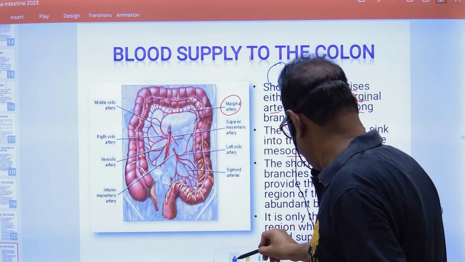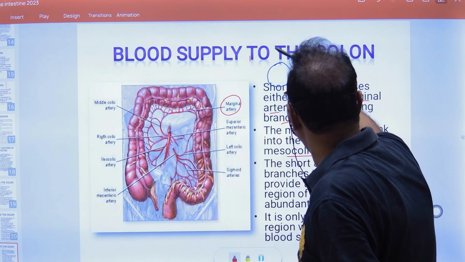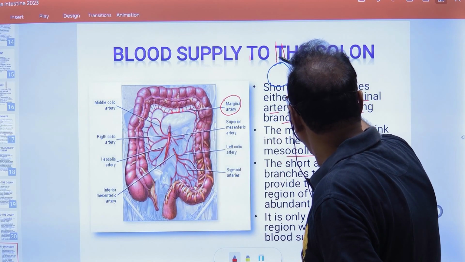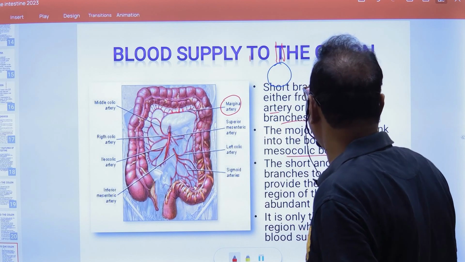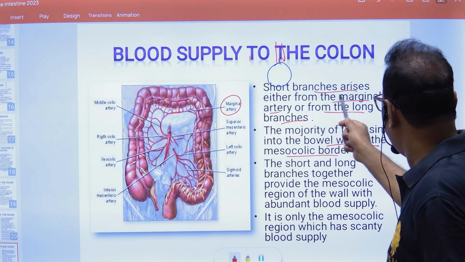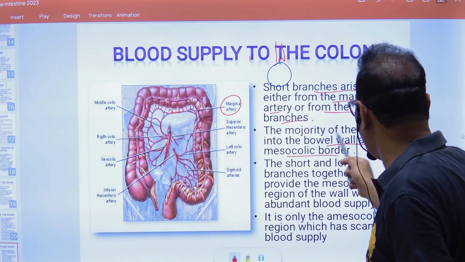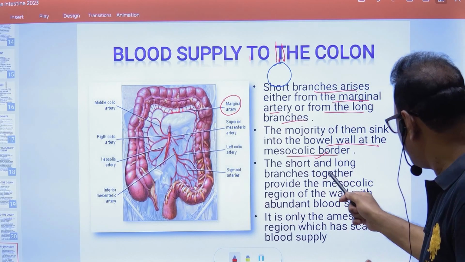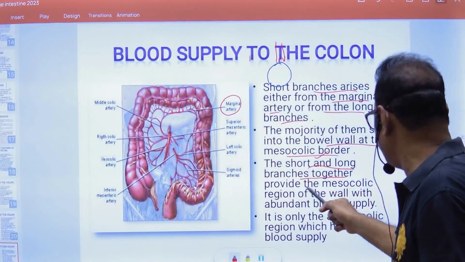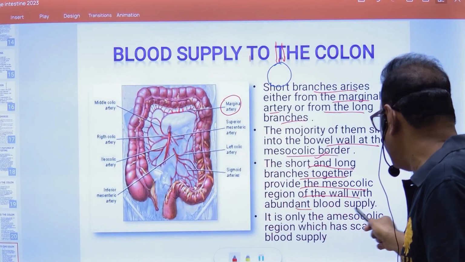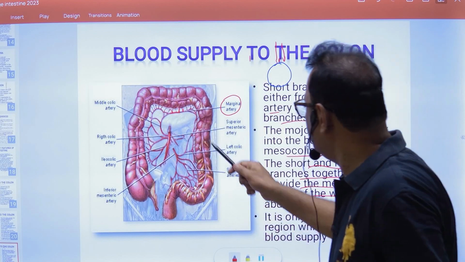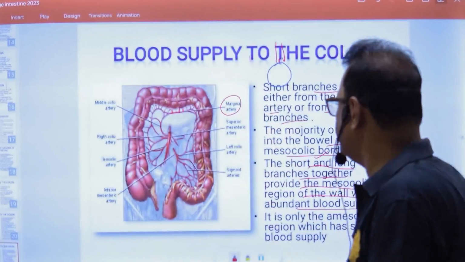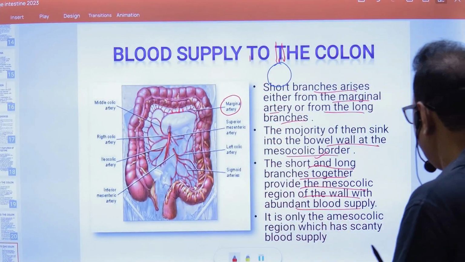This is the mesocolic area. This is the long artery which is coming over here, and the short artery is also coming over here. Either from the marginal artery or from the long, the majority of them sink into the bowel wall at the mesocolic border. So the short and the long branches together provide the mesocolic region with an abundant blood supply.